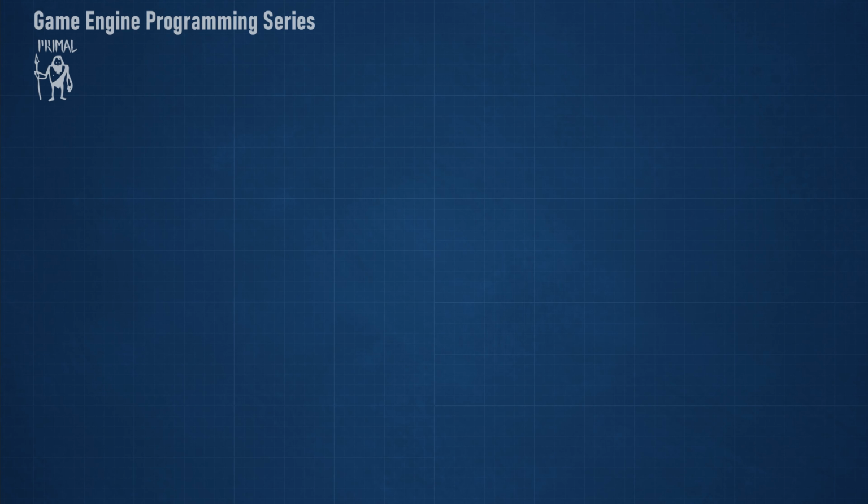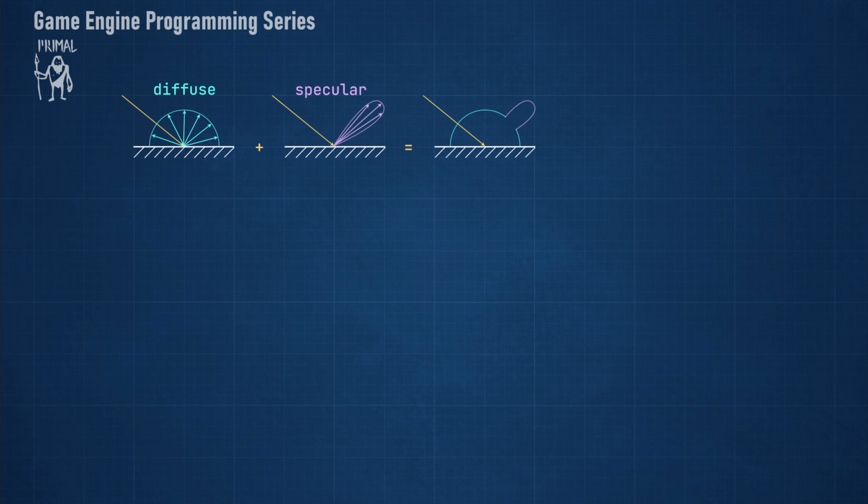Hello everyone and welcome to the Game Engine programming series where we write a game engine from scratch. In the videos about direct lighting calculations, we saw that the final color and intensity of light that's reflected by a surface is the sum of the diffuse and specular bidirectional reflectance distribution functions.